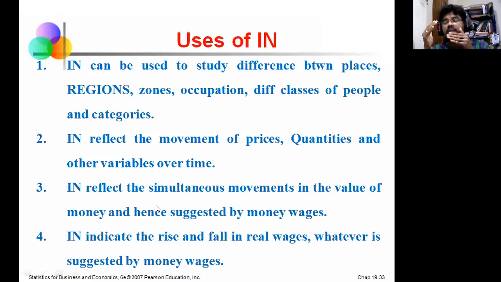At the same time, the quantity will decrease when the price has increased. When the price increases, automatically demand will come down. That is the case. There is a rise and fall in the real wages, whatever is suggested by the money wages. As per the money wages, the price of the commodities will increase or decrease.